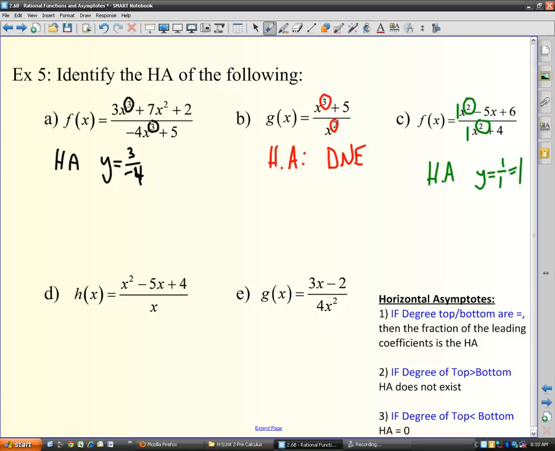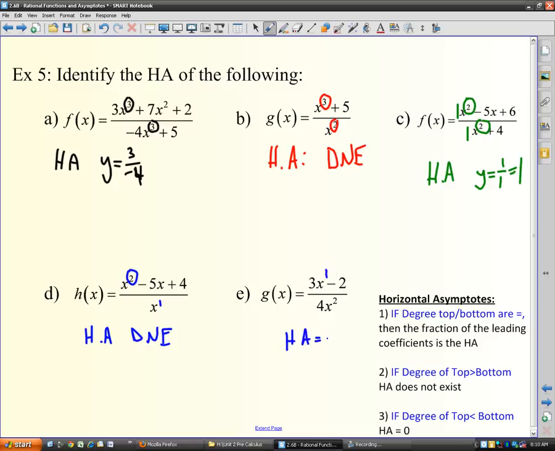In the next one, the top is bigger than the bottom again, because the bottom is 1. So for this one, the horizontal asymptote does not exist. And then finally, you'll notice that the top is smaller than the bottom, so the horizontal asymptote, by looking at number 3, when the top is smaller than the bottom, we have a horizontal asymptote at y equals 0.